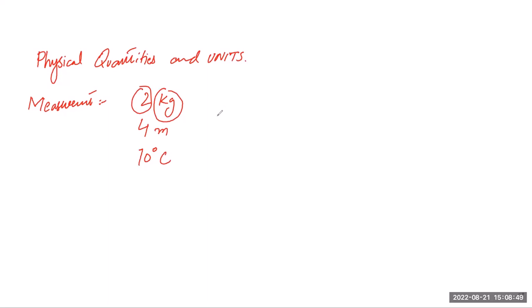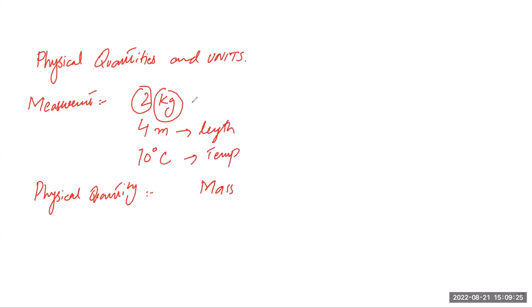Now, going further, we have to define what is a physical quantity. A physical quantity is defined as anything that can be measured and represented in terms of magnitude with its unit. So anything in our environment that is measurable is called a physical quantity. For example, you can measure the mass of an object, let's say 2 kg. You can measure the length of an object. You can measure a temperature. So these are all physical quantities.